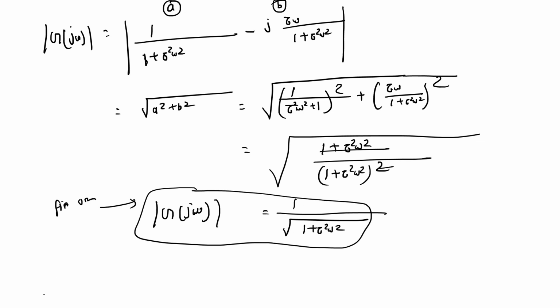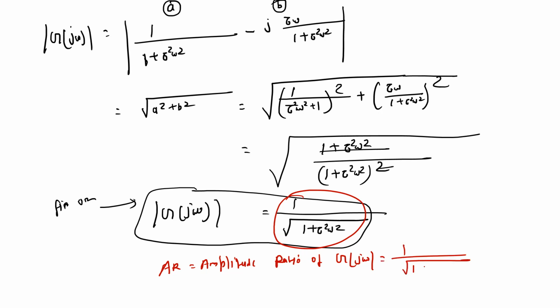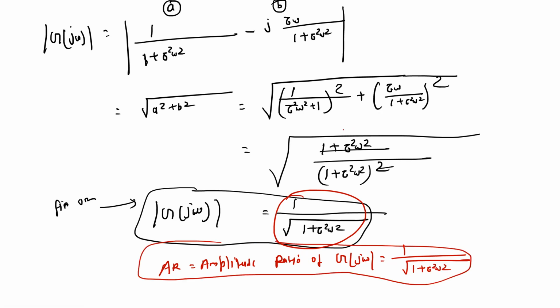This value is called the amplitude ratio. The amplitude ratio of G of j omega for a first order system is 1 upon root over 1 plus tau square omega square. If this is a first order system, we can calculate the amplitude ratio of the first order process.